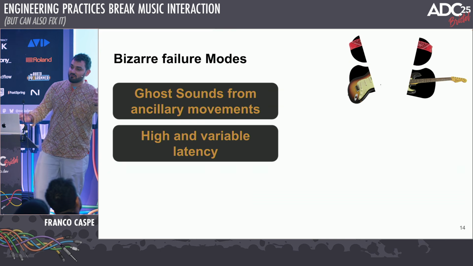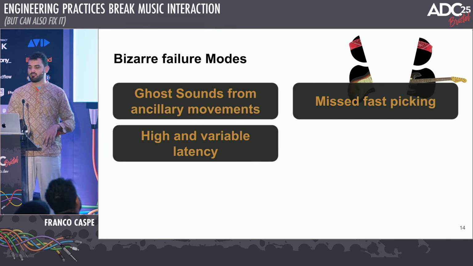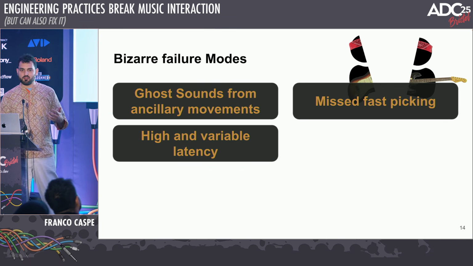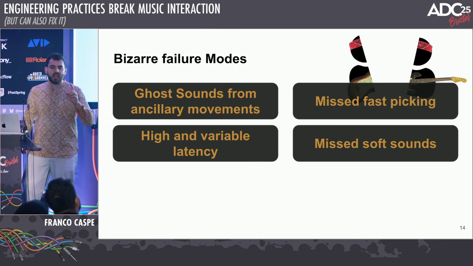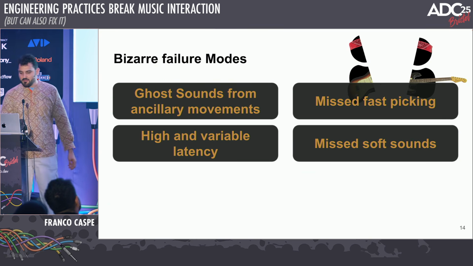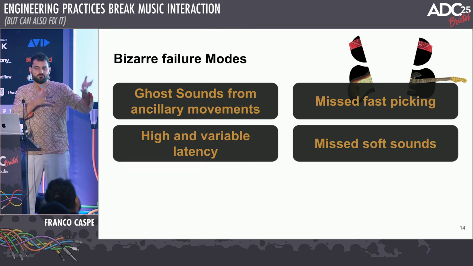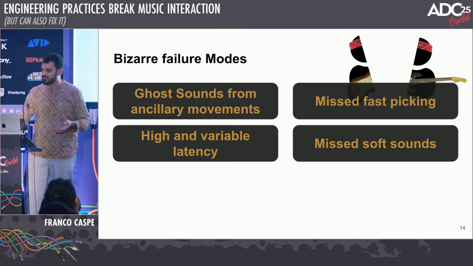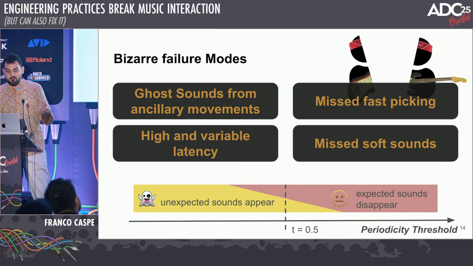Then I have relatively high and variable latency, even though I had worked so much to reduce it as much as possible. When I was playing really fast, I would get some sounds that were missing, right? I would play really fast, and some of the sounds that I was playing were missing. And very, very soft sounds would also be missed. And you can tell me, okay, this whole system is designed around a fundamental frequency tracker. So that sets the tones of each of the events that's going to happen. And it has a periodicity threshold.